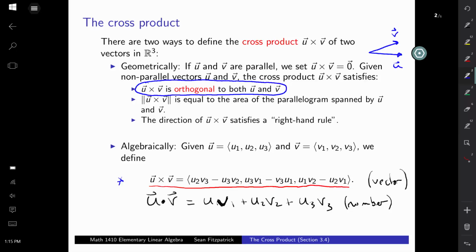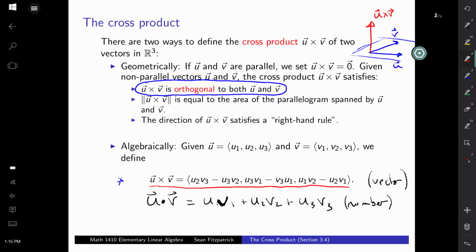But for non-parallel vectors, any two non-parallel vectors span a plane, right? So there's a plane here containing those two vectors. And you want the direction of the cross product to be perpendicular to that plane. So you want the cross product orthogonal to both of the vectors you put in. So the cross product looks something like this. U cross V.